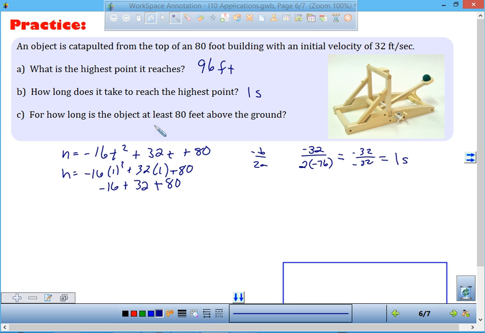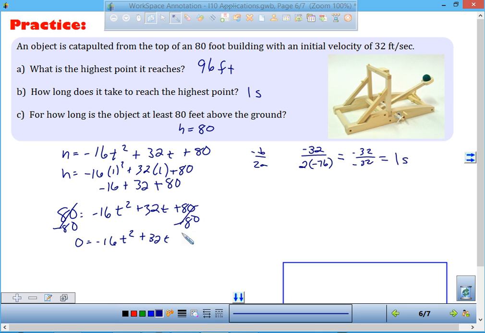Then how long is the object at least 80 feet above the ground? So now they tell me h is 80. So I put 80 in for h. Now I have 80 equals negative 16t squared plus 32t plus 80. Okay, in order to solve, I need to get this equal to 0, so I subtract 80 on both sides. That cancels. Now I have 0 equals negative 16t squared plus 32t, and the 80's canceled, so that's all I have.